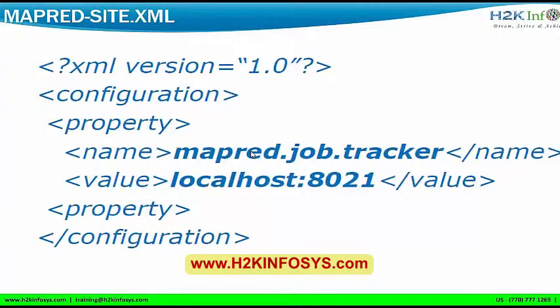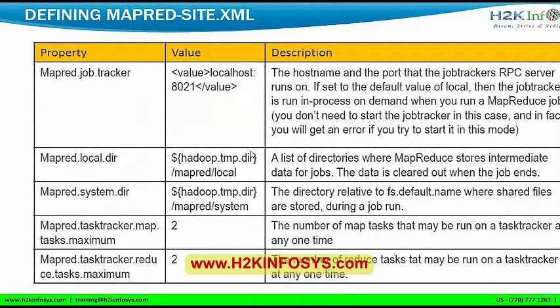So if you see the mapred-site.xml, this is how it looks like. The job tracker is going to connect to port 8021 by default. Mapred.job.tracker is the name. A few of the important properties again of mapred.job.tracker is the port value, whatever we are going to connect, and the next one is mapred.local.dir.